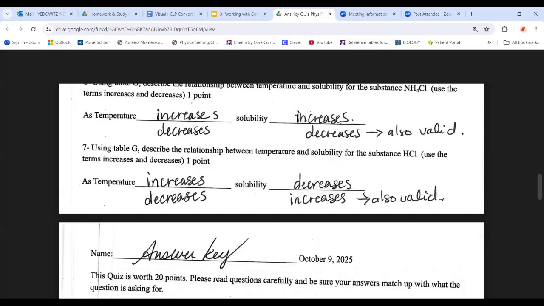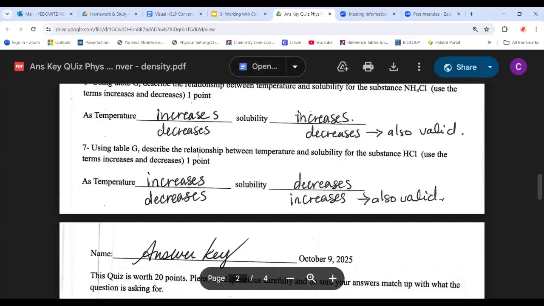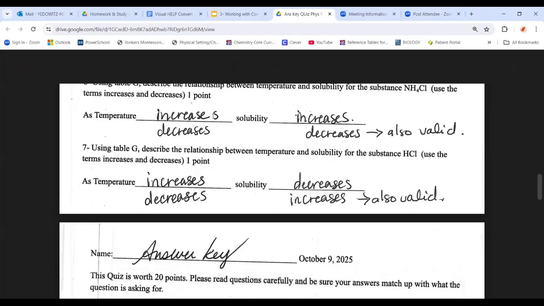We'll talk about that some more in English later. But you should have had, as temperature increases, solubility increases. You could have written the trend backwards. You could say, as temperature decreases, solubility decreases. That's also true. So it's up to you. These are open-ended questions on purpose so that I don't mark you wrong if what you're saying is correct.